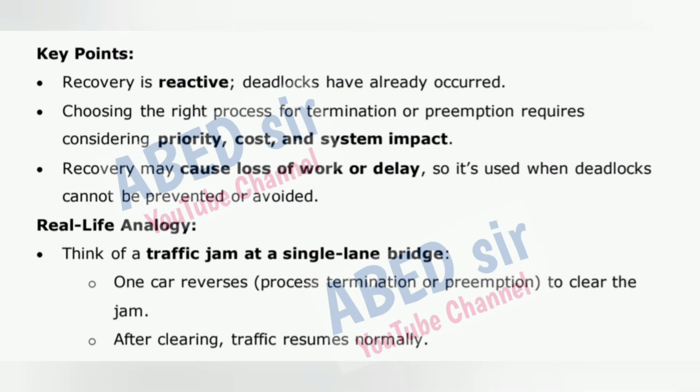Key points. Recovery is reactive, deadlocks have already occurred. Choosing the right process for termination or preemption requires considering priority, cost, and system impact. Recovery may cause loss of work or delay, so it's used when deadlocks cannot be prevented or avoided. Real-life analogy. Think of a traffic jam at a single-lane bridge. One car reverses, process termination or preemption, to clear the jam. After clearing, traffic resumes normally.